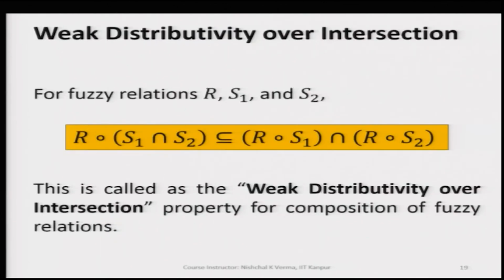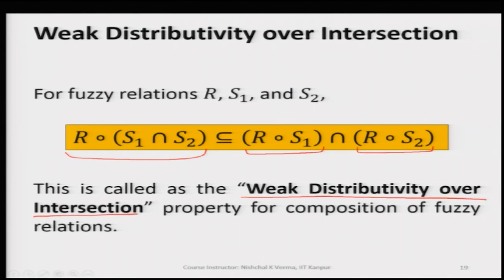And now, the next is the weak distributivity over intersection. So, when we have fuzzy relations R, S1 and S2, and if we have the composition of R and the intersection of S1 and S2, this is going to be the intersection of R composition S1 and R composition S2. This is called the weak distributivity over intersection.